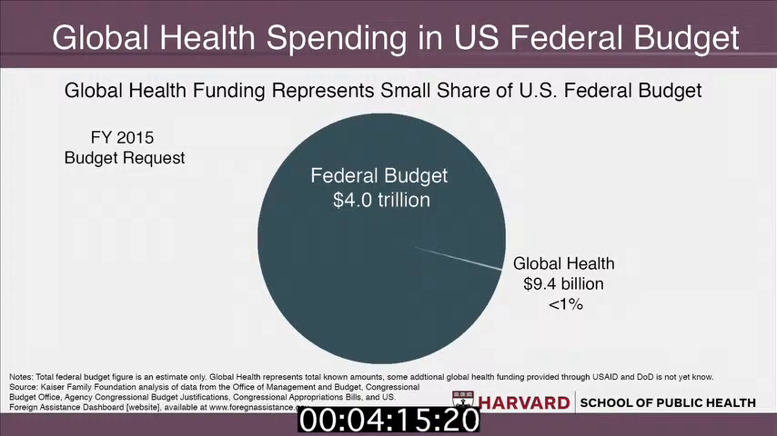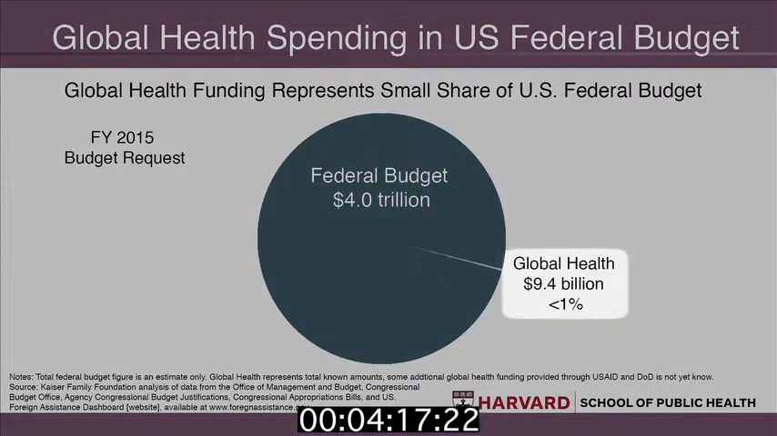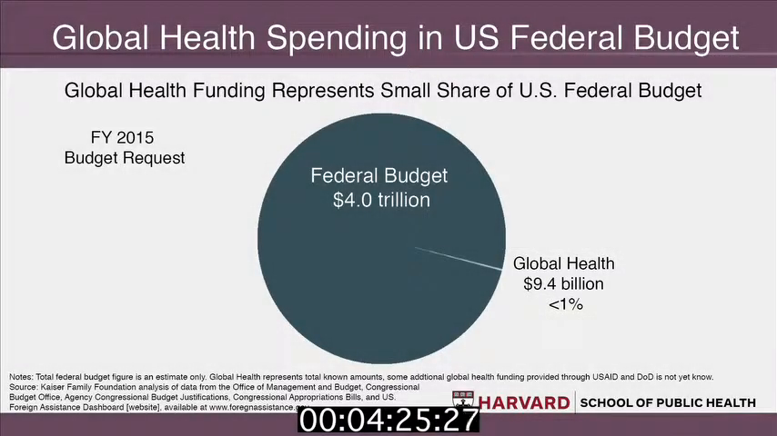In this next chart, we compare the U.S. spending on global health aid to the federal budget. And you can see that the U.S. spending on global health aid accounted for less than 1% of the federal budget. Now remember, previously we were comparing less than 0.1% to the U.S. GDP. This is as a percentage of the federal budget.